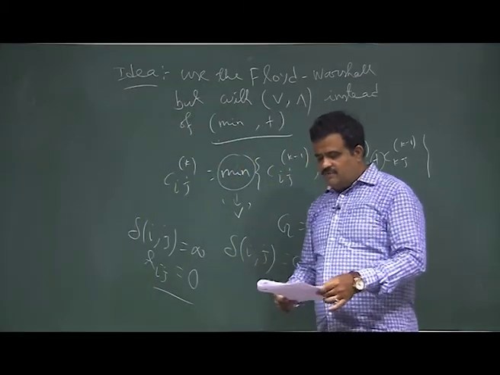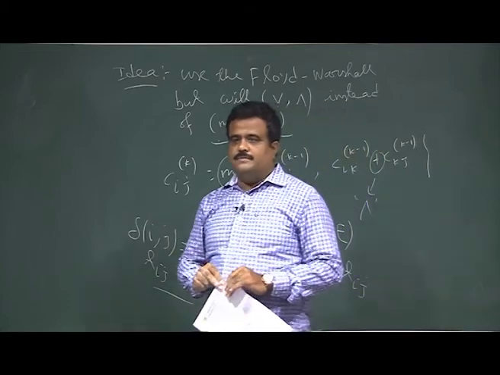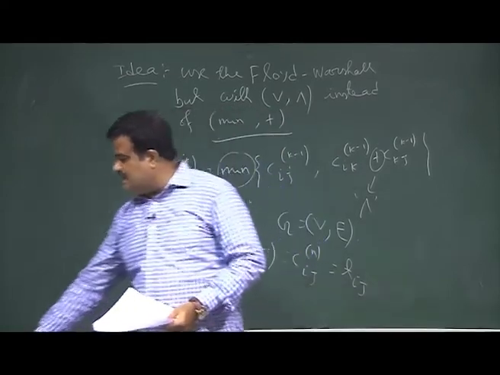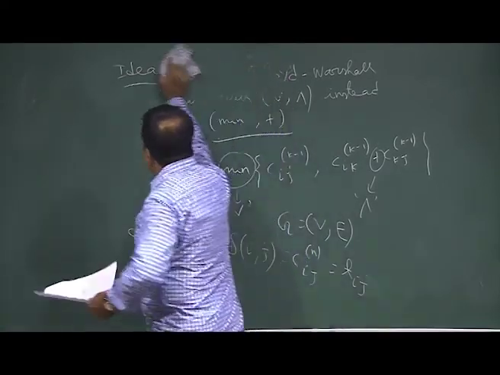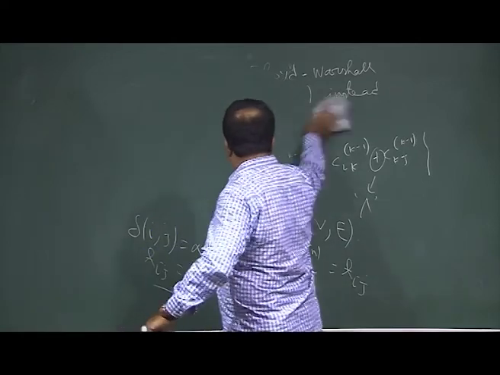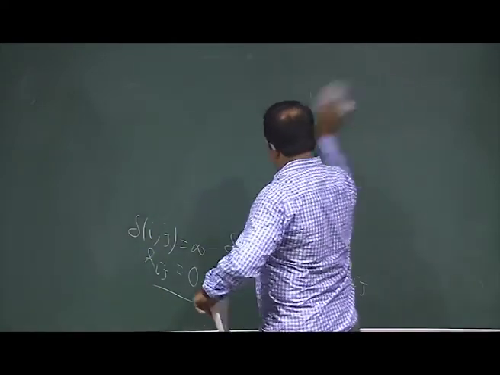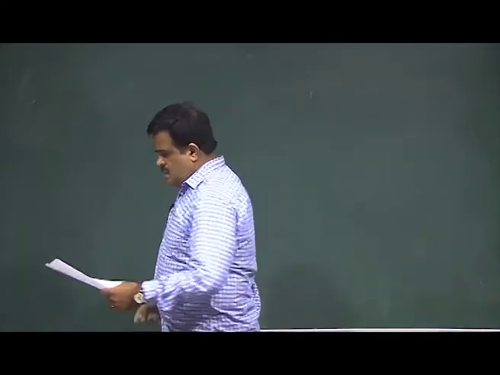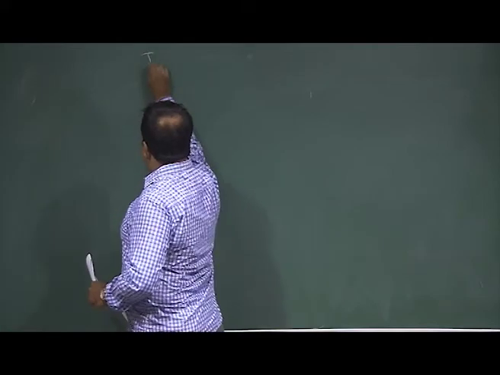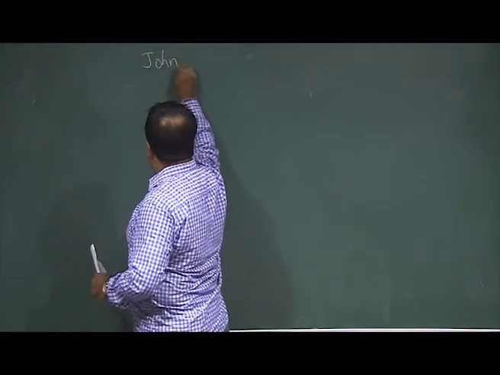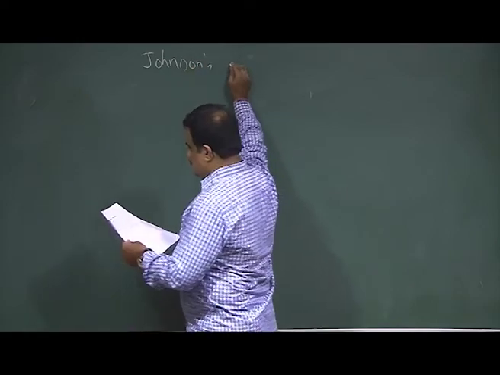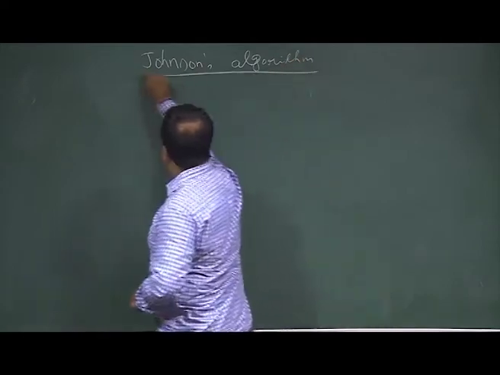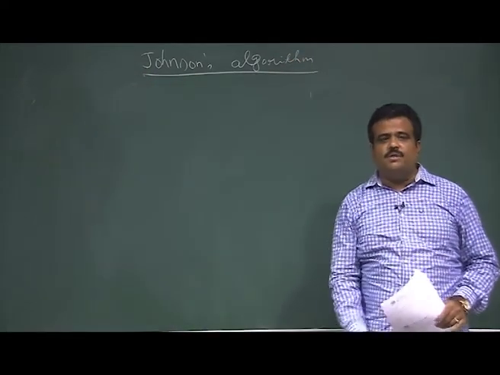So, this is the application of Floyd-Warshall to the transitive closure. Okay. Now, we will talk about another algorithm, which is called Johnson's algorithm, for finding the all-pairs shortest path. Let us talk about another approach to finding the all-pairs shortest path.